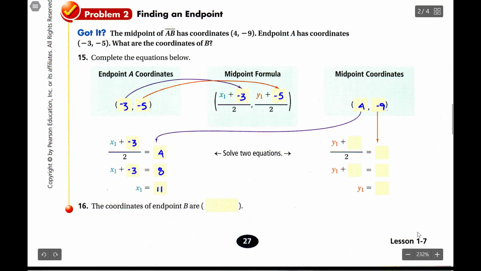We do the same thing for the y-coordinate. We have y sub 1 plus negative 5 over 2, and we know that's equal to negative 9. Multiply both sides by positive 2 to get negative 18. Add 5 to both sides to get negative 13. And we have our endpoint for B. The coordinates are going to be 11 and negative 13. So we put it in that XY ordered pair.